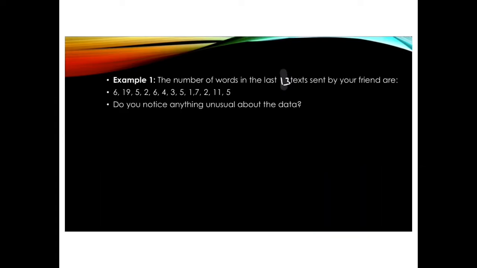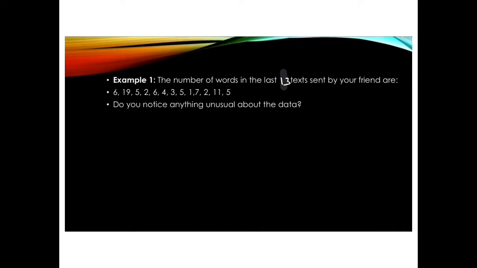All right, so for our example here, the number of words in the last 13 texts sent by a friend are 6, 19, 5, 2, and so on. The question we have is, do you notice anything unusual about the data? Is there anything about the numbers that make them stand out, good or bad? And as we look at them, 19 stands out as a number that might be a little too big. And if it is, we will call it an outlier.